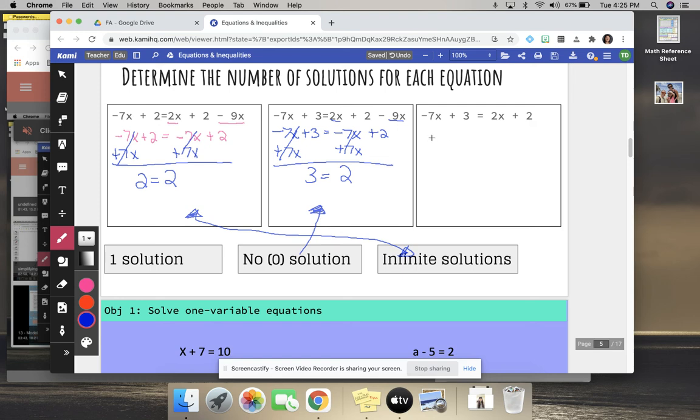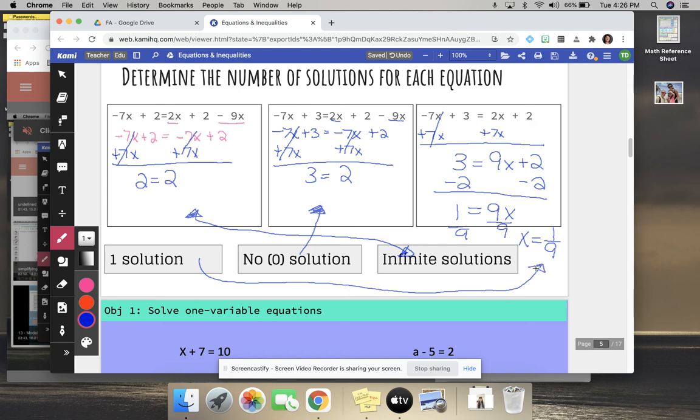And now the last one, what I'm going to do is add 7x because I don't want to deal with negatives. If I were to subtract 2x, I'd have a negative. So this cancels out, and I'm left with 3 is equal to 9x plus 2. The next thing I can do is subtract 2. And now I have 1 is equal to 9x. I divide by 9. And then I have that x is equal to 1/9. So that has one solution.